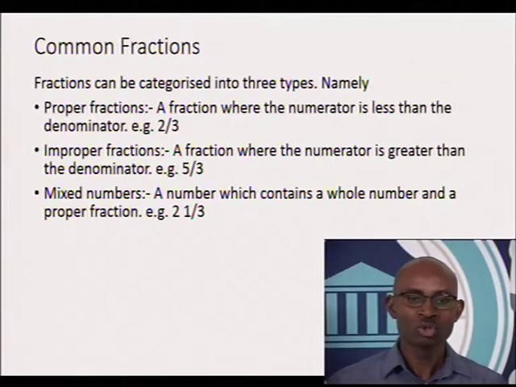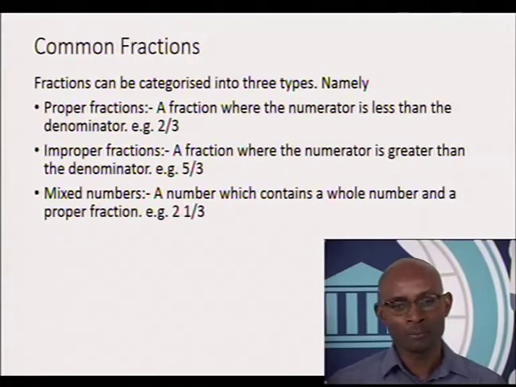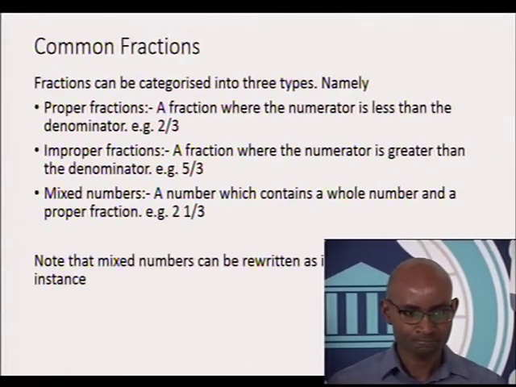Okay, so you have 2 and a third. So 2 is a whole number, a third is a proper fraction. So that's why it's called a mixed number. So these are the three types of fractions, common fractions.